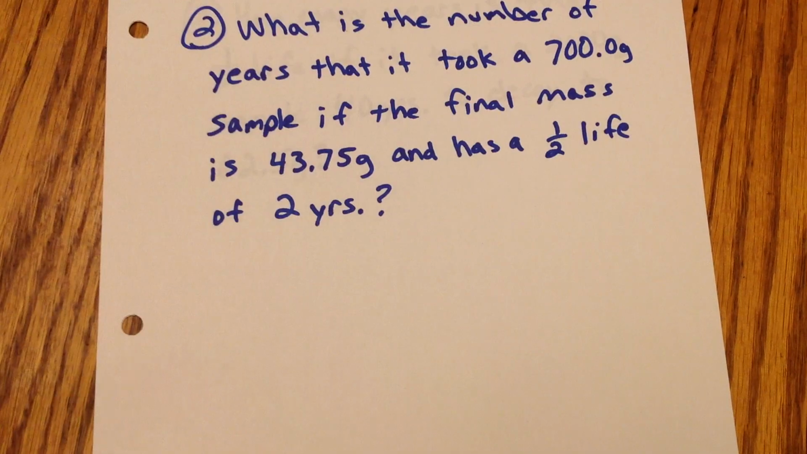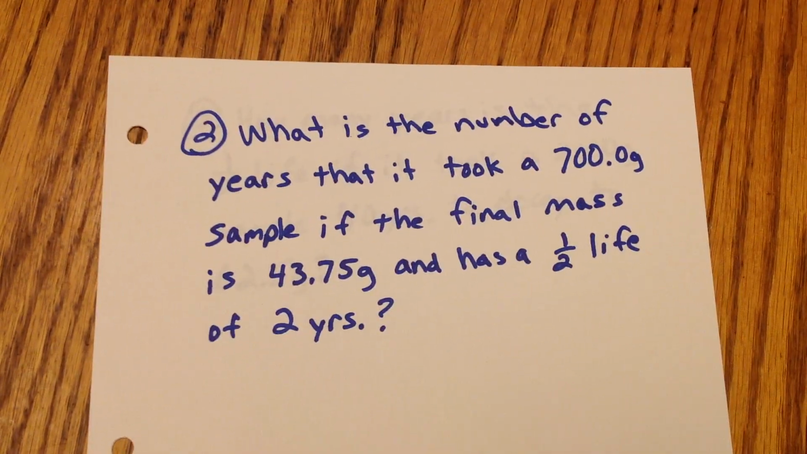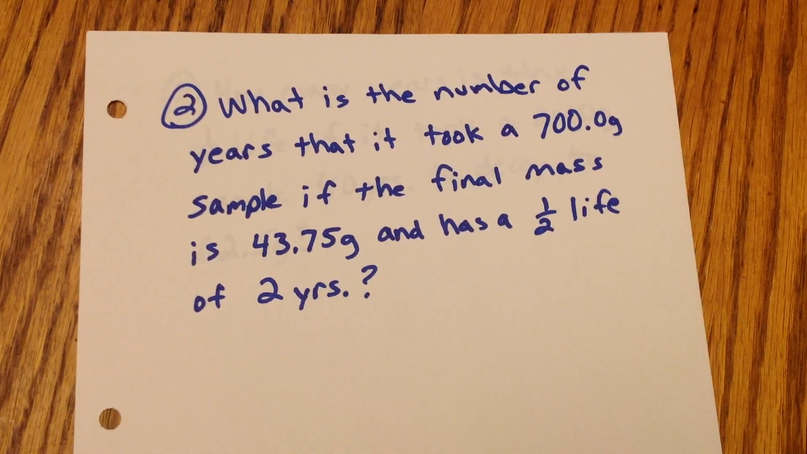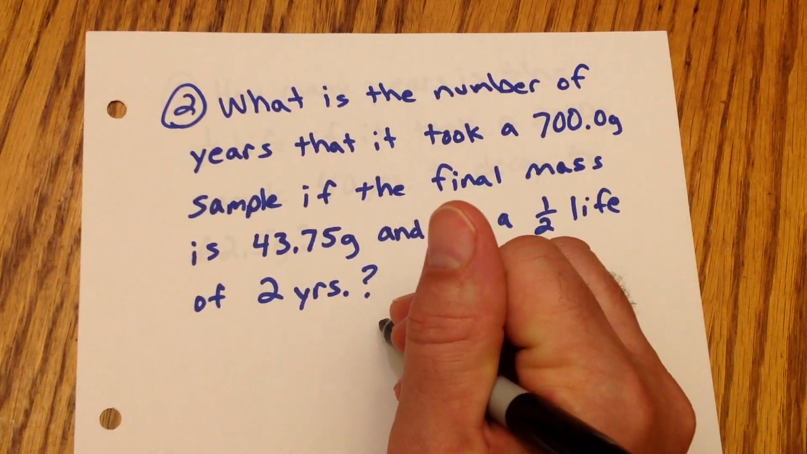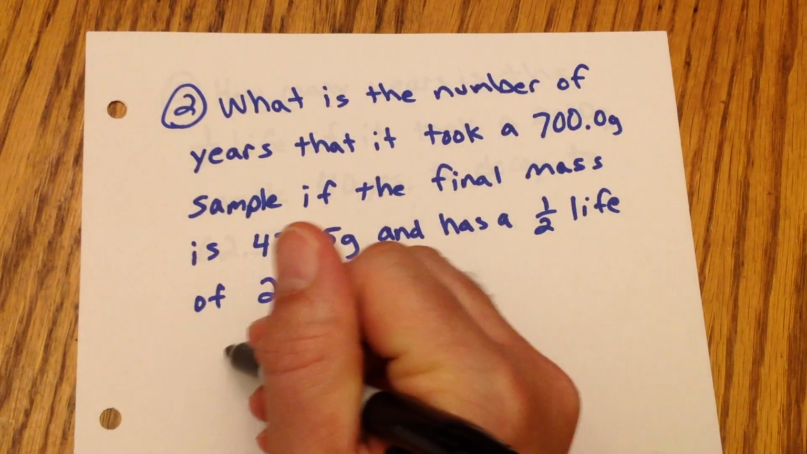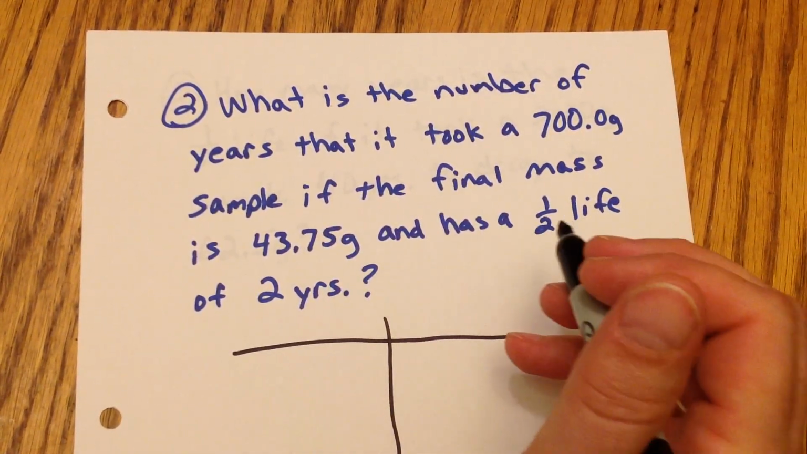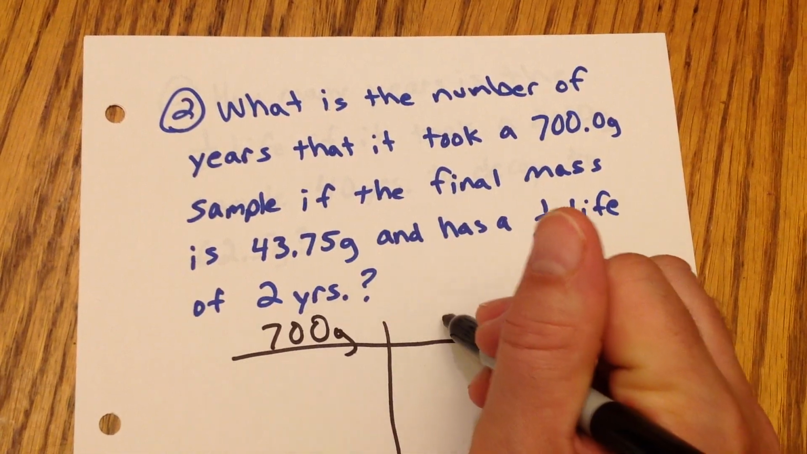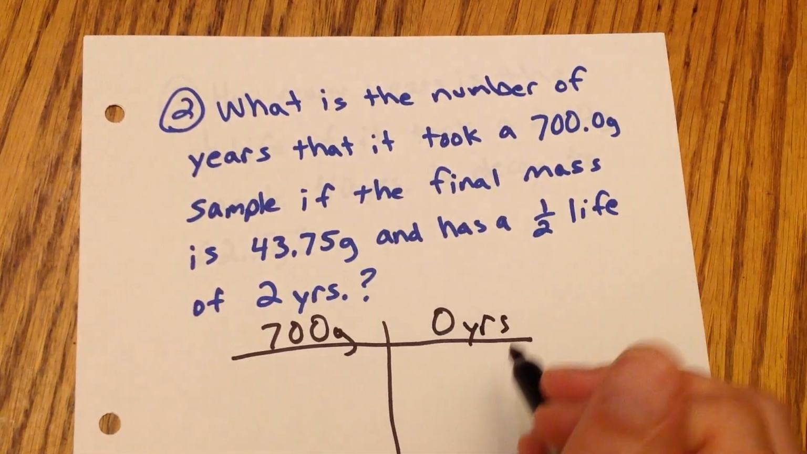What if you have a question like this? What is the number of years that it took a 700 gram sample if the final mass is 43.75 grams and has a half-life of 2 years? So once again, we're going to start off with our table. Makes things so easy. So in the beginning, we're going to start with 700 grams and 0 years.